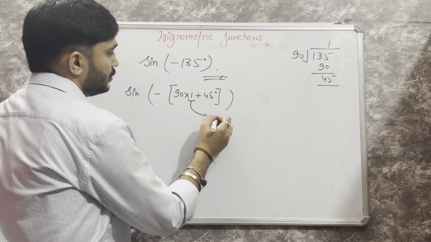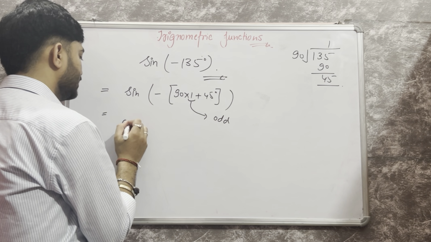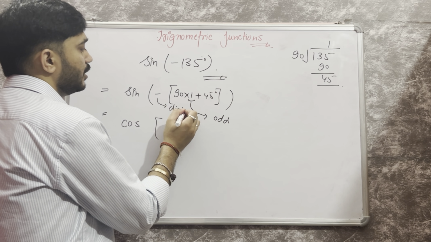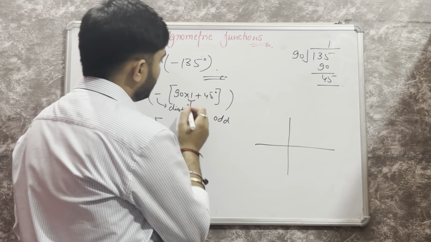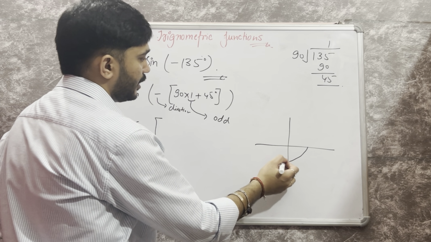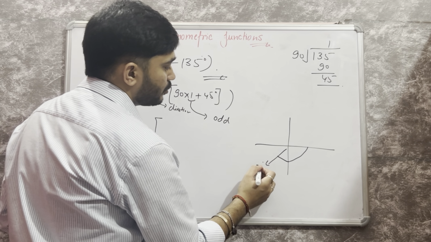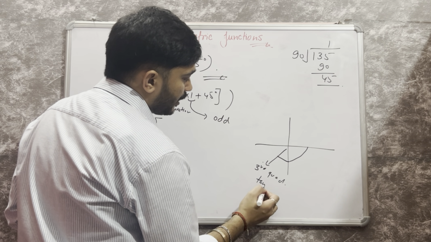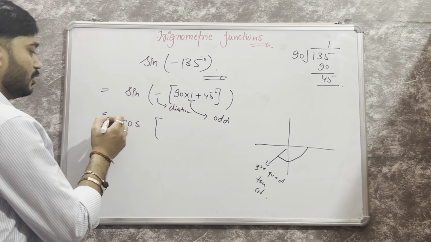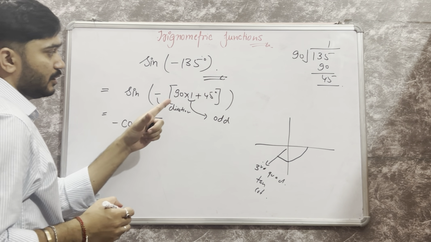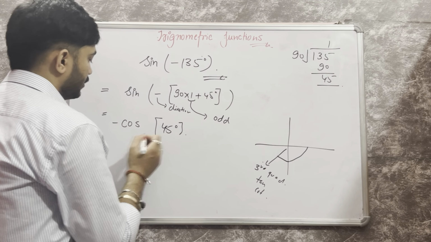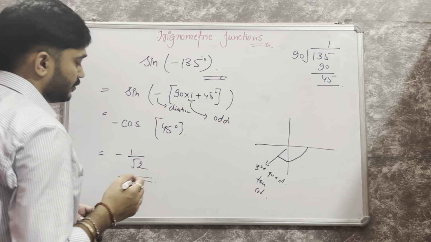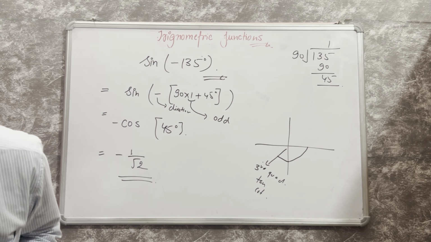Here it is 1, an odd number, so we are going to change sine into cos. Negative is just for direction, that we are moving in clockwise direction. 90 into 1 and then 45, so we are in the third quadrant. Third quadrant is for tan and cot, but here it is cos, so the negative sign will appear. Cos of 45 degree. Cos of 45 is 1 by under root 2. So the answer will be minus 1 by under root 2.